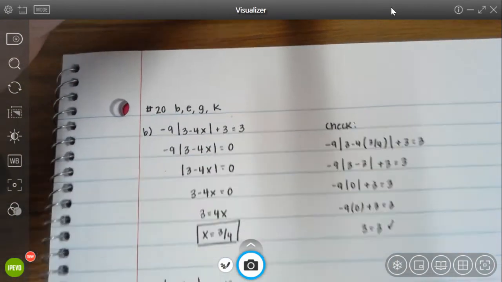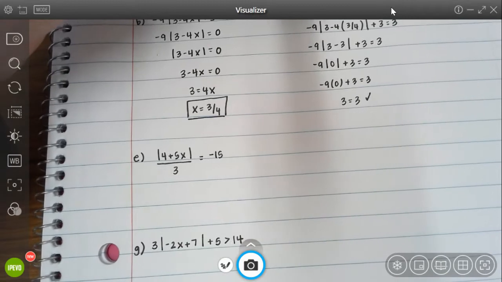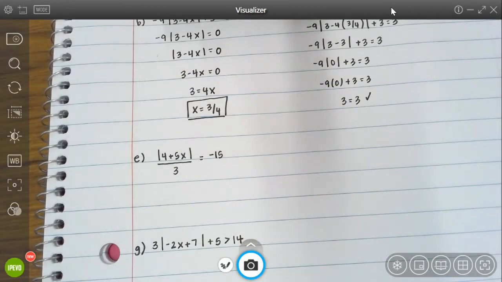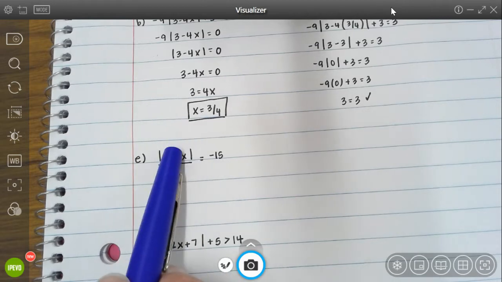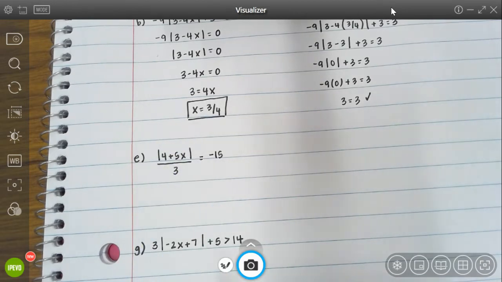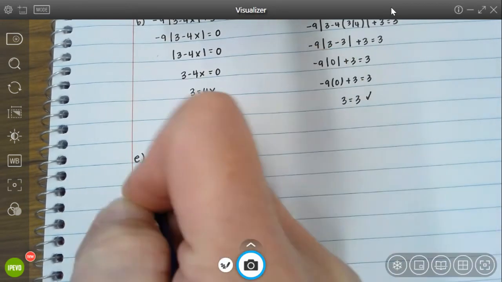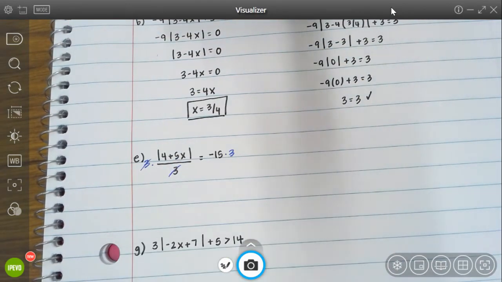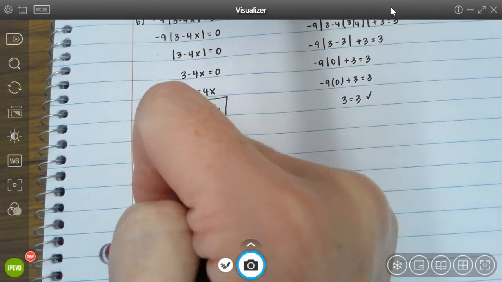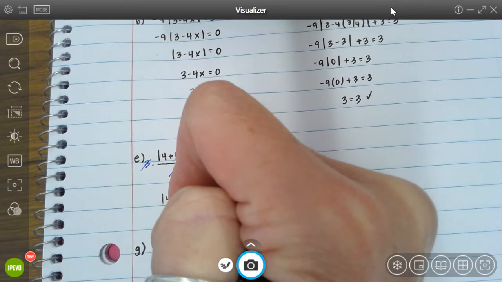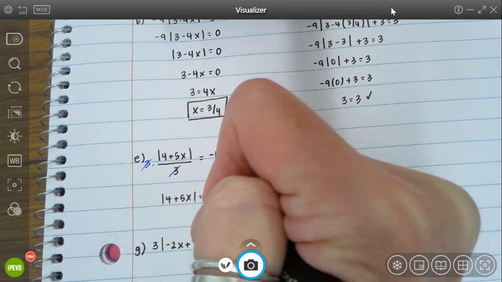All right, there was also a question on E. So that was the absolute value of 4 plus 5x over 3 is equal to -15. So again, I want to get the absolute values by themselves on one side. So I have to undo this 3. So I'm going to go ahead and do that by multiplying each side of the equation by 3. That'll allow me to get this fraction away. So that'll give me absolute value of 4 plus 5x is equal to -45.